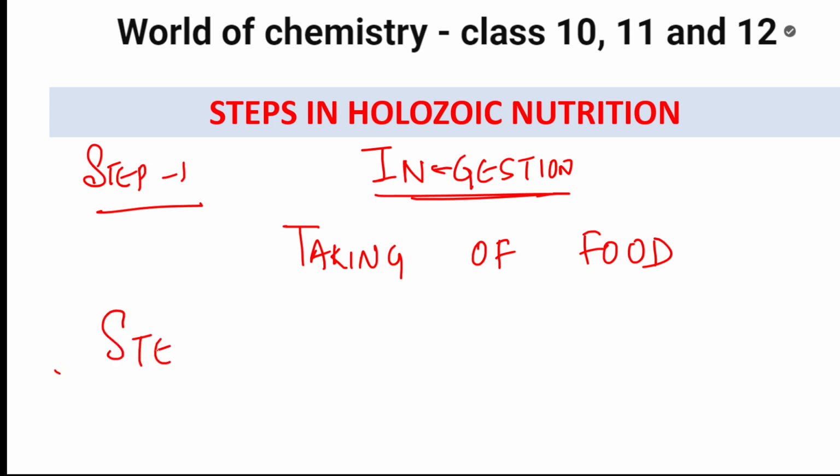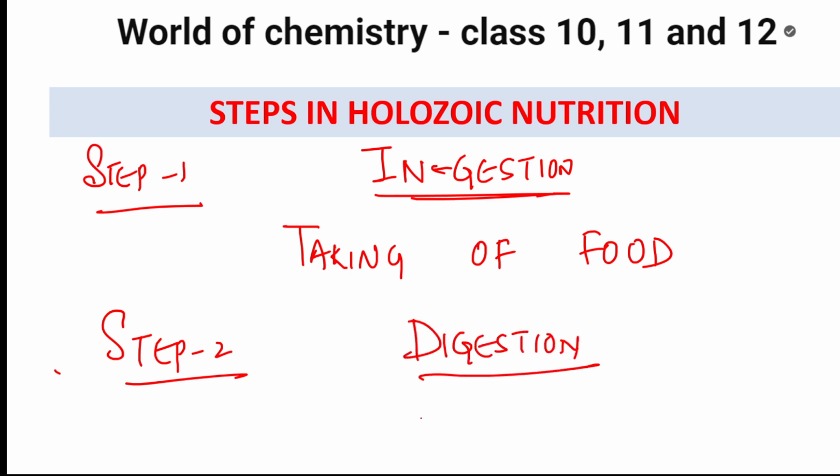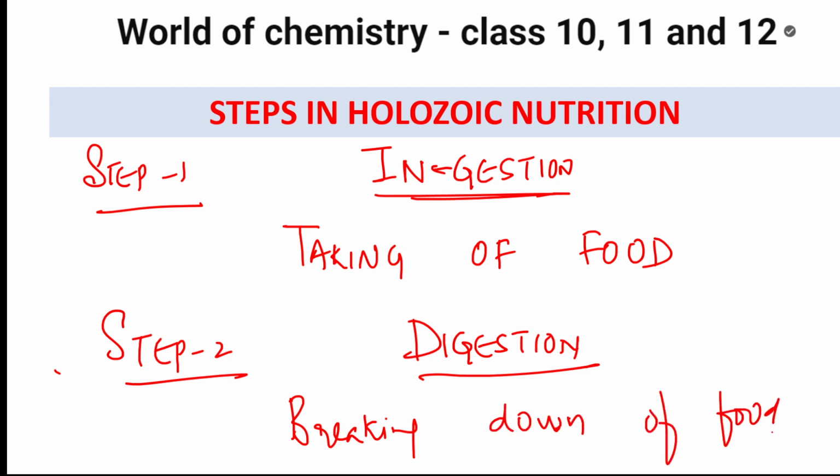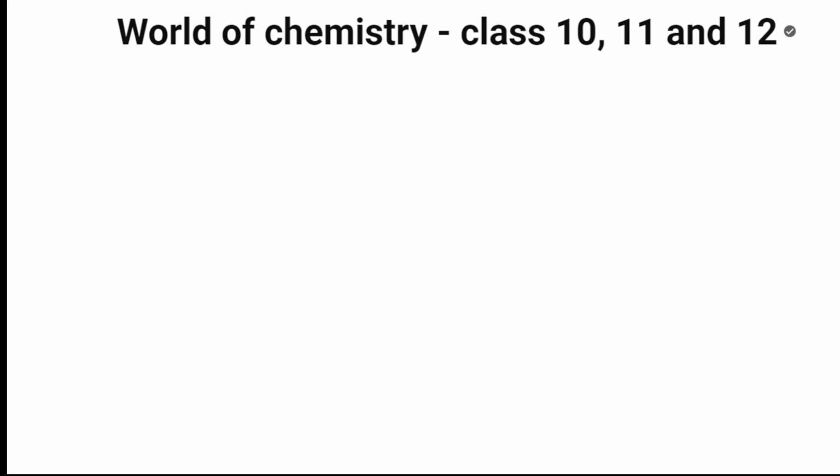Step number two, digestion. Once you eat, what happens? You walk, you jump, you exercise. So in digestion, what will happen? Breaking down of food. It starts breaking down into smaller pieces, correct? Your body starts digesting into smaller pieces. You churn the food also. Next comes step number three.